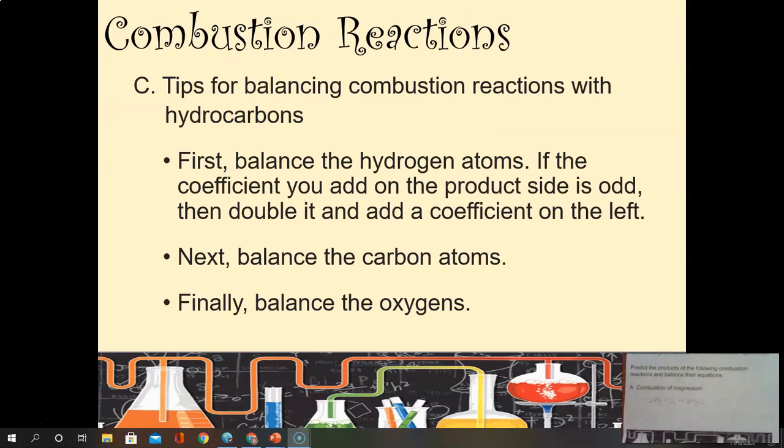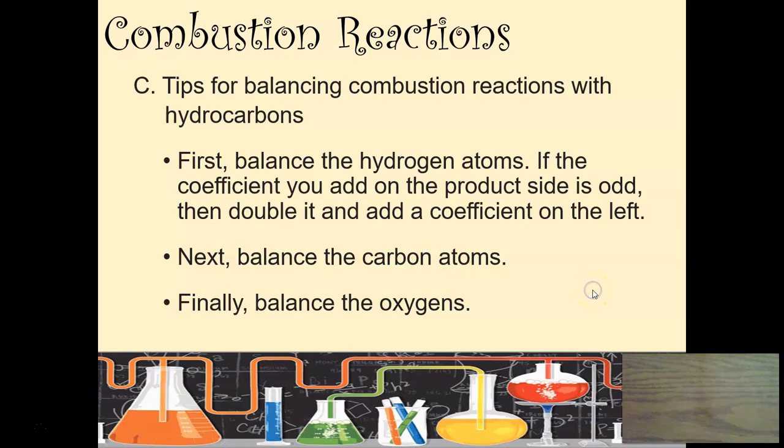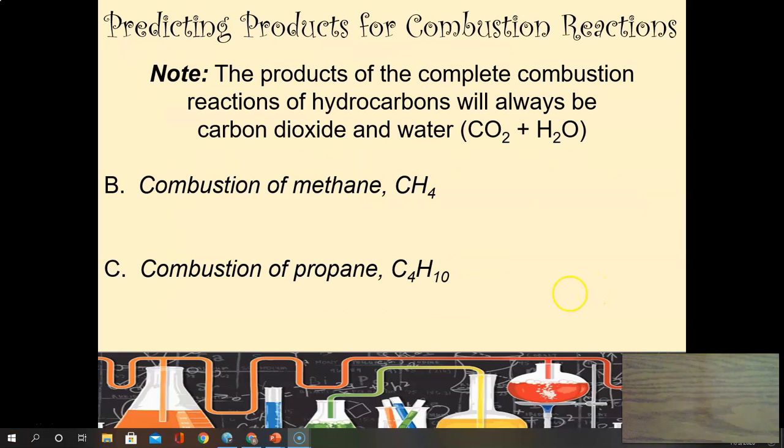All right, so some tips for balancing combustion reactions with hydrocarbons. I told you they were hard, and I showed you that first one's kind of difficult. First, balance hydrogen atoms. If the coefficient that you add to the product side is odd, double it and add a coefficient on the left. Okay, I like to go with balancing carbon atoms first, by doubling the carbon and then balancing the rest. So let's try these. That's just a tip. You can do it either way.